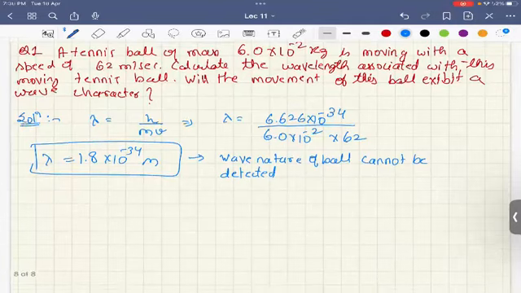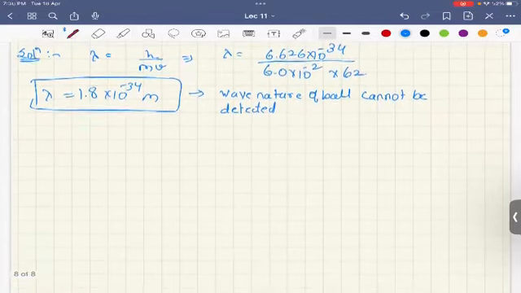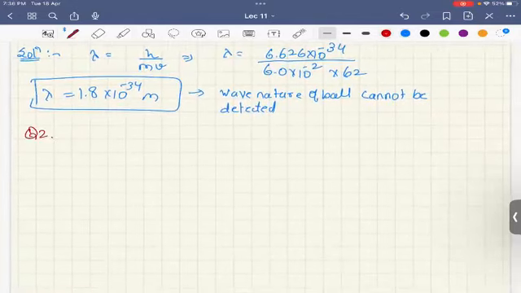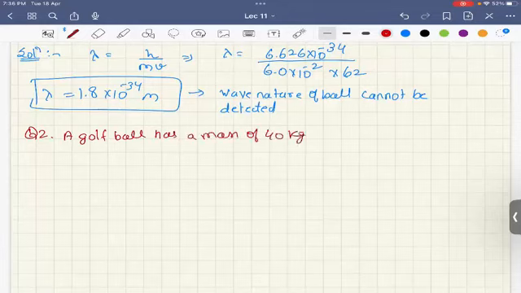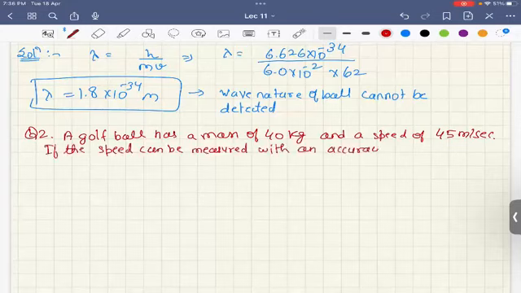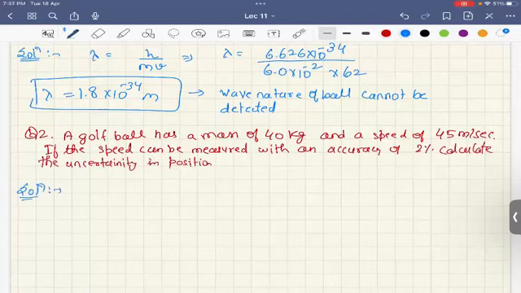Let's move on to the next question. Question number 2. A golf ball has a mass of 40 grams and a speed of 45 meters per second. If the speed can be measured with an accuracy of 2%, calculate the uncertainty in position. So here we are going to use the uncertainty principle.